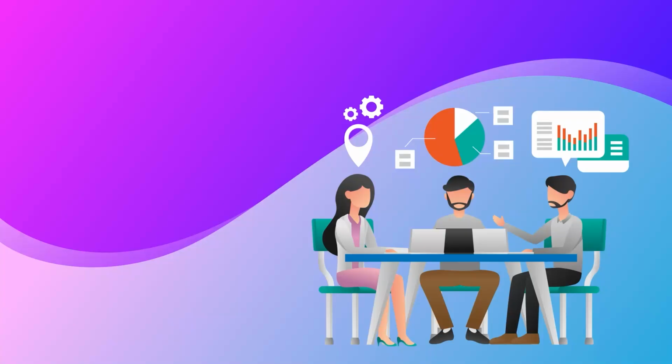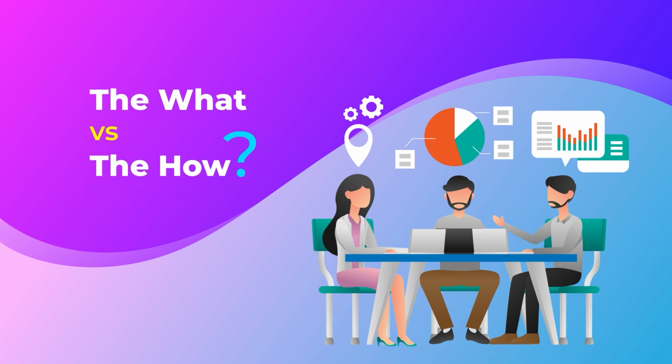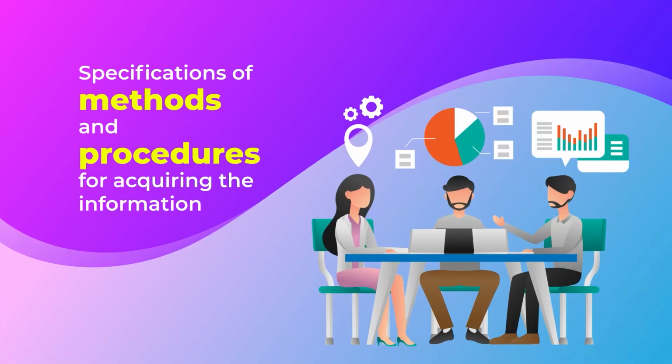To define research design, as the name suggests, a research design is an overall plan or structure which guides the process of conducting research. In the earlier session, you learned how to identify a research problem. So that is the what of the research. The research design is the how of the research. Having identified the problem, how do you go ahead and conduct the research process is what research design is all about. So it's a specification of the methods and procedures that are used for acquiring the information needed for addressing the research problem.